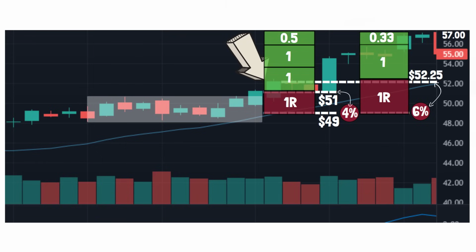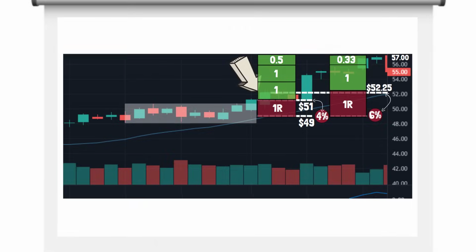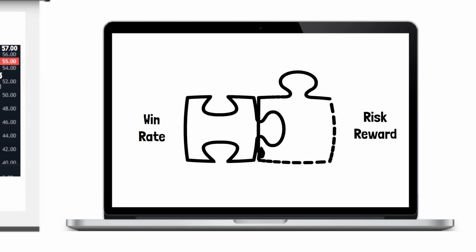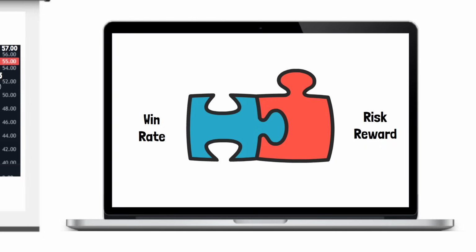Before we look at how the equity profiles differ for each of these strategies over a large number of trades, it's important to point out that the risk-reward element of trading is only part of the equation. The win rate is equally important, and we look at their relationship shortly. For the purposes of our example here, we assume both strategies to have a 50% win rate.